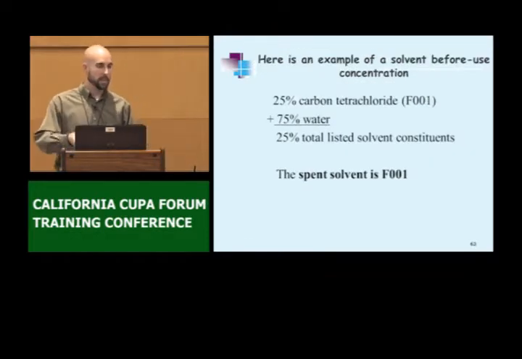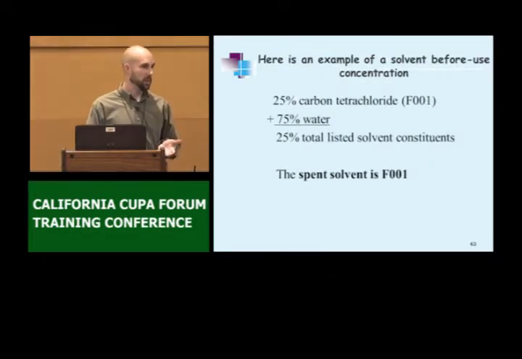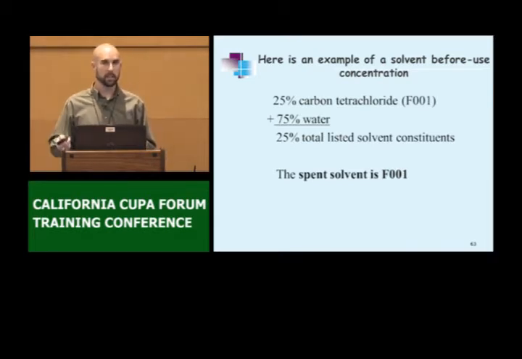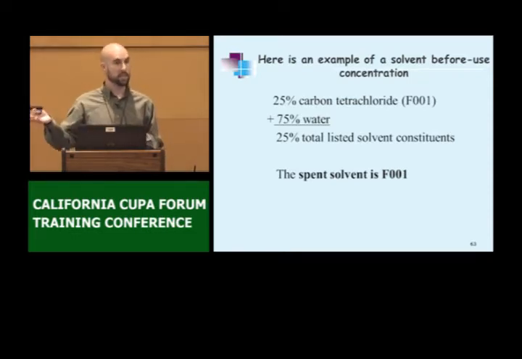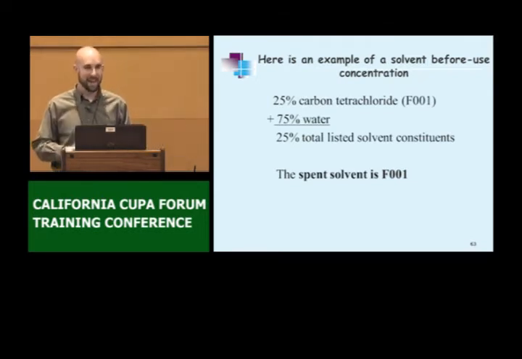Here's an example. If you have 25% carbon tetrachloride, an F001 listed, with water, you have 25% total of your listed waste. And therefore, it's going to carry the F listing, in this case, F001. Now, if you had 9% carbon tetrachloride, would this carry the F listing? No. Okay. You guys are awake. All right.